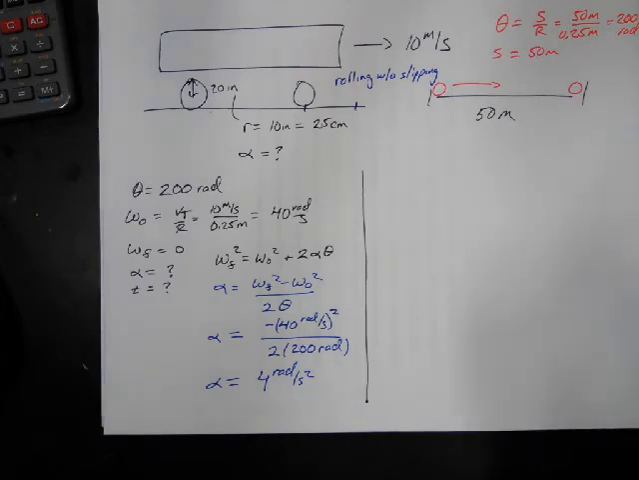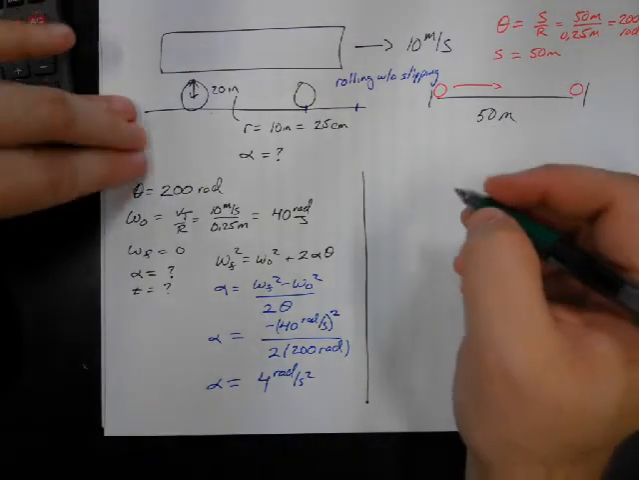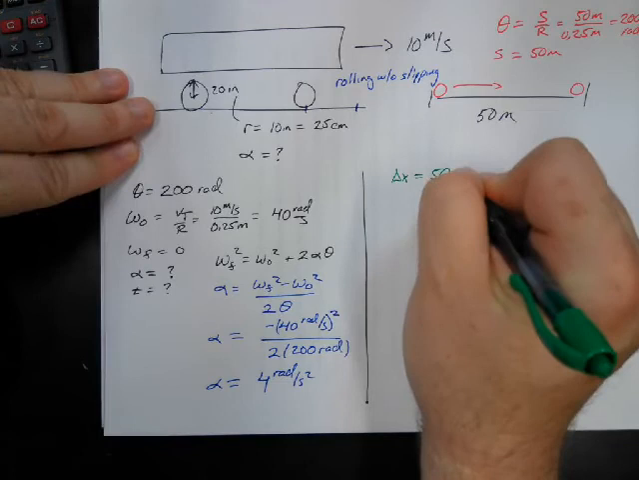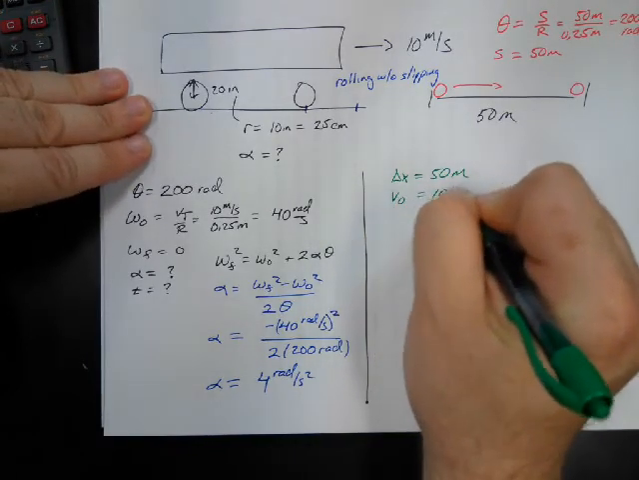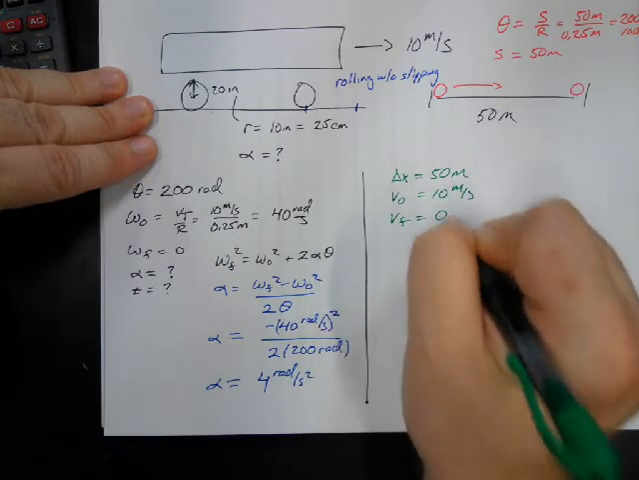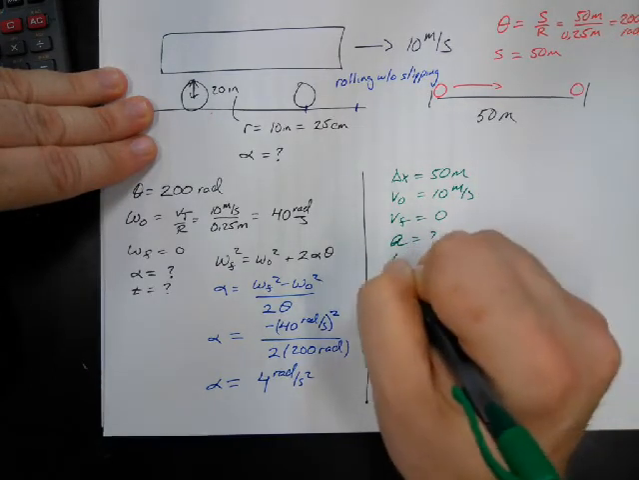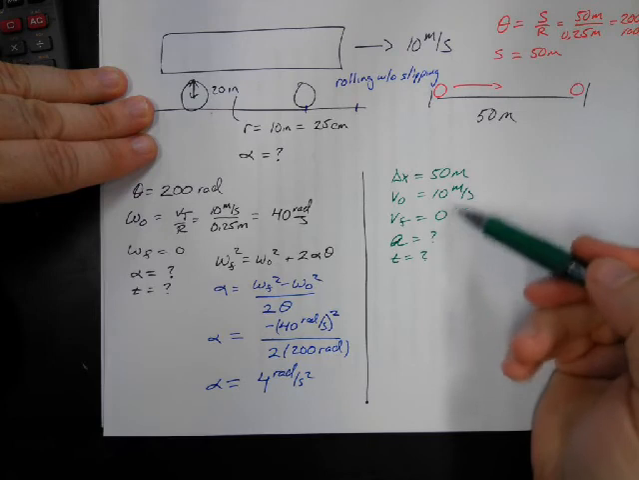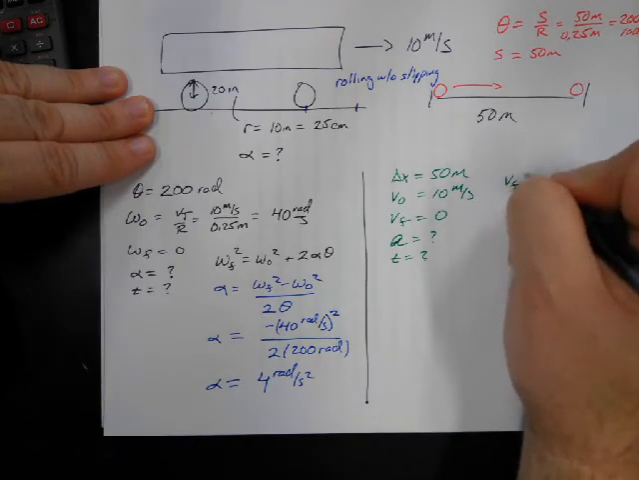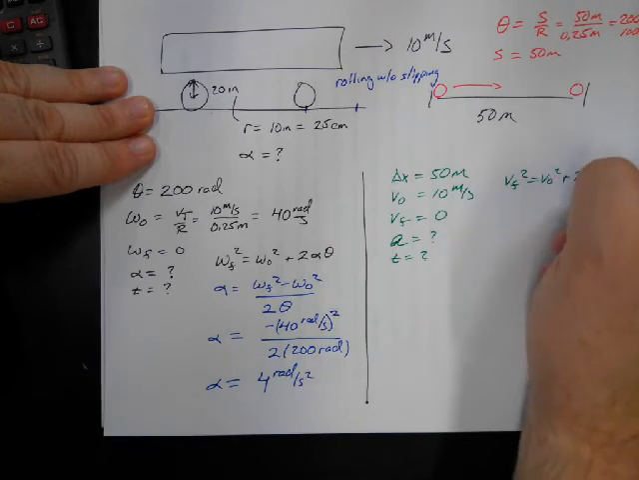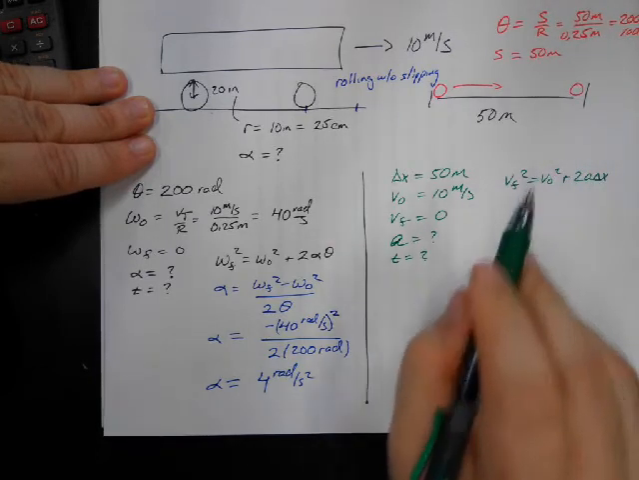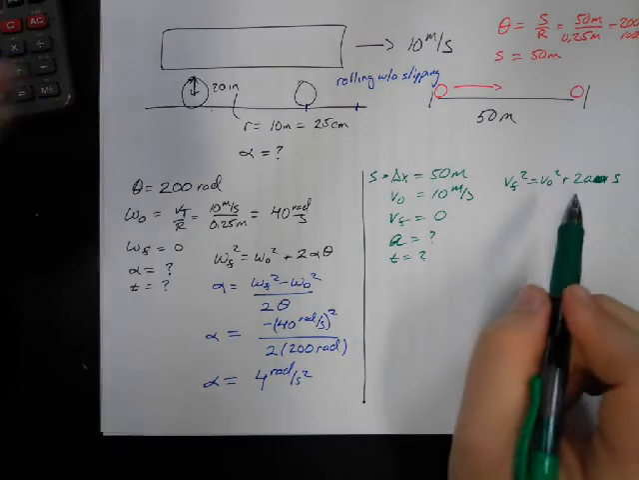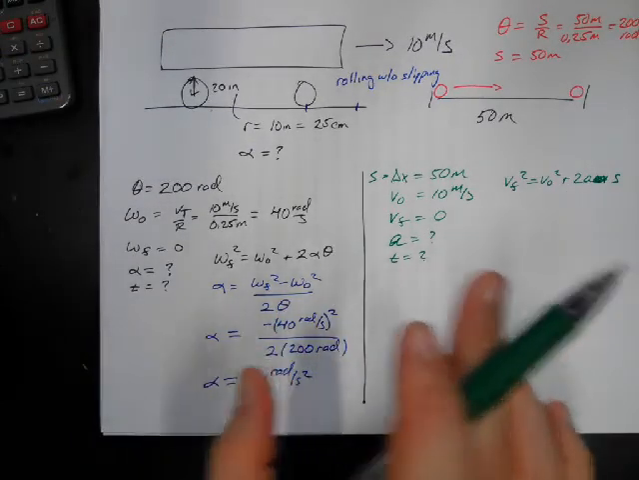So in the translational case, we're going to work at it the same way. We're going to say, well, what we know is that delta x is 50 meters, v initial is 10 meters per second, v final is 0. We want the acceleration, and the time is unnecessary. Note that it's exactly the same math. We know the same stuff. So we can do v final squared is v initial squared plus 2a delta x. They're the same. Actually, I should say delta x is s. So this is going to be 2as. It's going to be the same math relationship, but we're using it with different numbers.